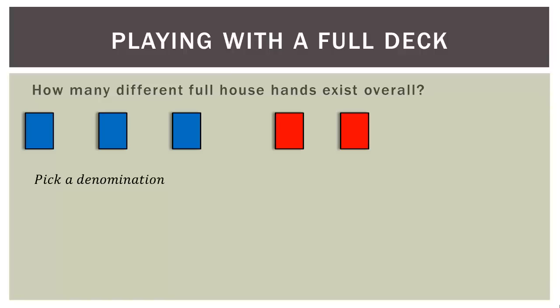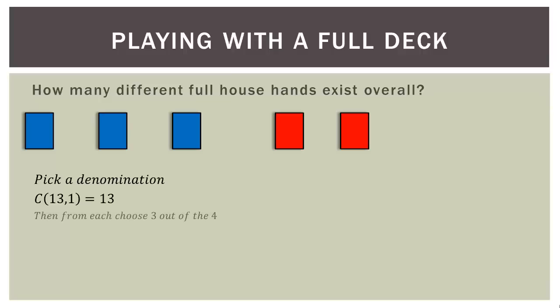What are we going to do? The first thing we have to do is pick a denomination. Well, how many denominations are there in a deck of cards? Well, there are 13. Ace through king is 13. So we have to pick a denomination to go on our cards. We could pick the number 9, so all three of the blue cards would be number 9. We could pick a queen, and all three of the blue cards would be a queen. So first thing we could do is pick a denomination.